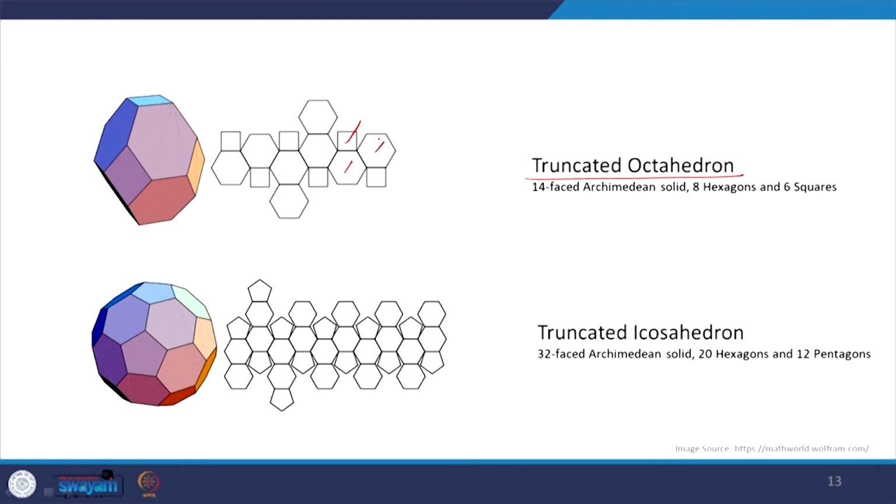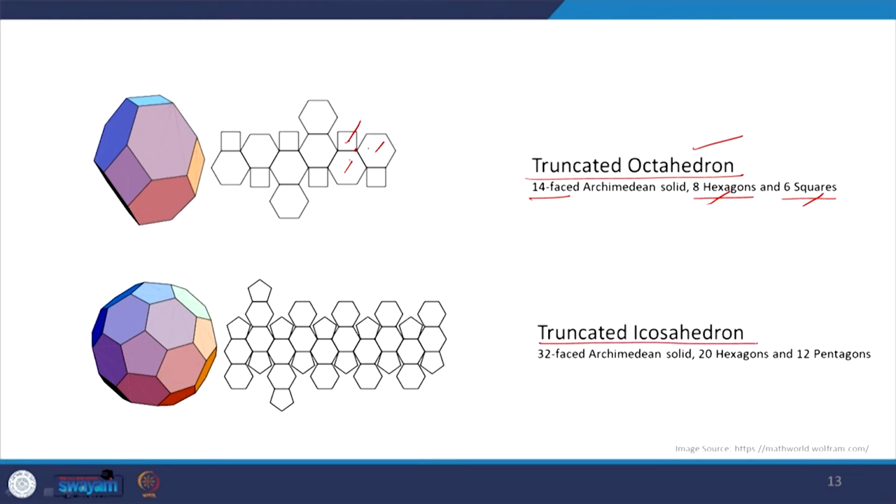And again, there are a total of 14 faces for this truncated octahedron. 8 are hexagons, 6 are squares, and at each point we are going to get the 4 surfaces again. They will be meeting together such that 8 hexagons and 6 squares come together.